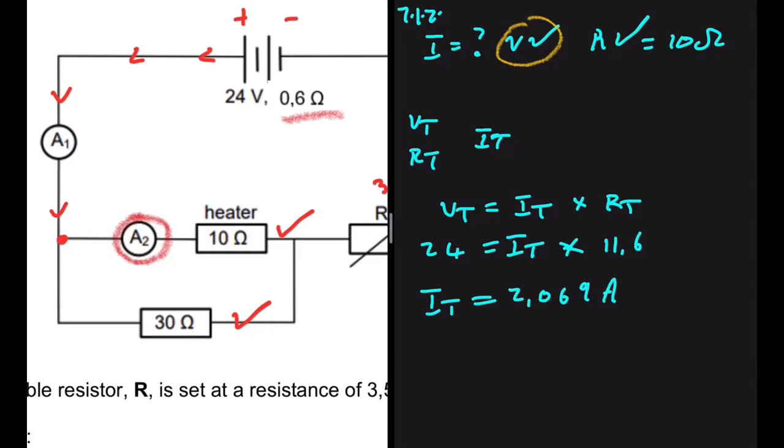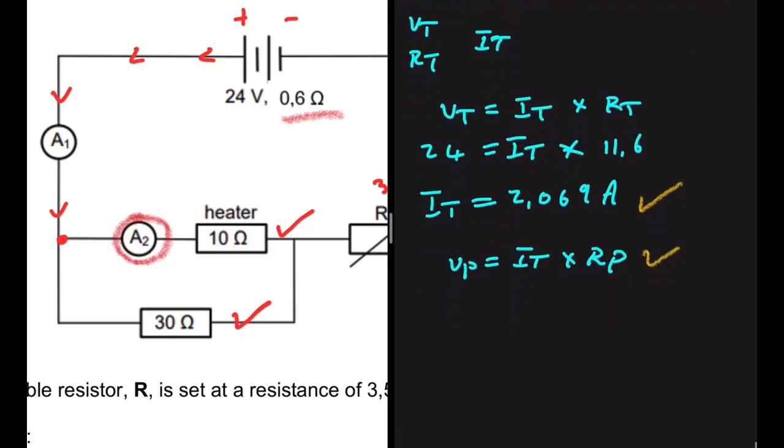2.069 amperes. So there we go. We have IT. Now that we have IT, it's just taking us a step closer to our answer. We're not looking for IT. We're looking for the reading on A2, and A2 doesn't read IT. So we can say that VP is equal to IT multiplied by RP. If you use this formula, you're going to be able to find the voltage that the heater experiences, or the total voltage on that path, that is.